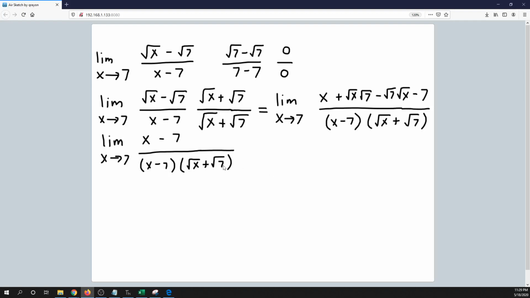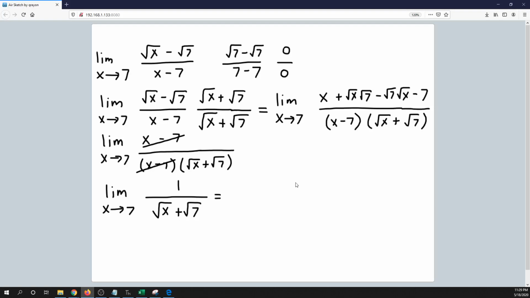And so now you can see the bottom is completely factored, the top of this is completely factored, and there is a common factor of x minus 7, so the x minus 7 can be canceled out. And so I wind up with the limit as x goes to 7 of 1 over the square root of x plus the square root of 7. Now that something's canceled out, I can try this limit again. In other words, try to plug in the 7 and see what I get.